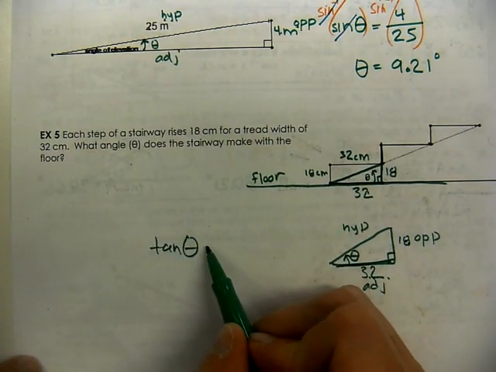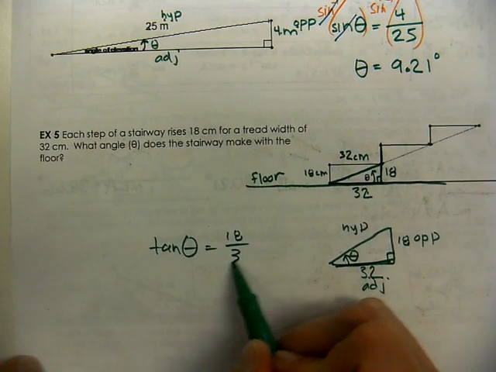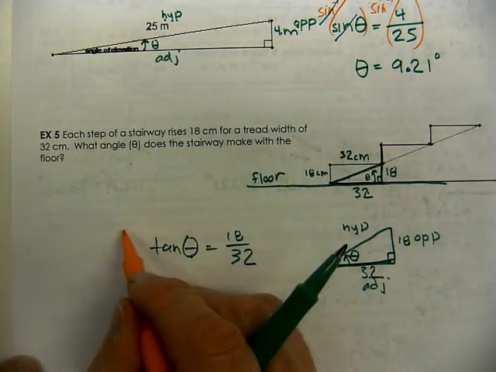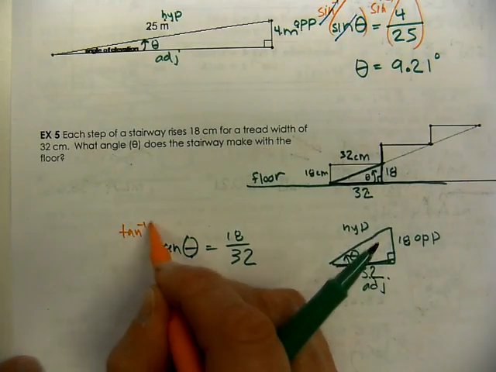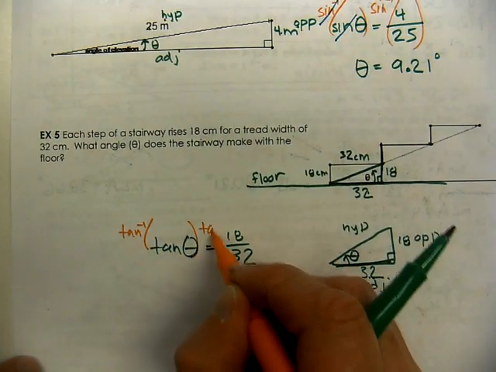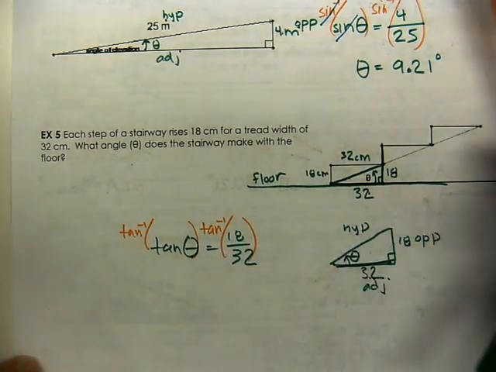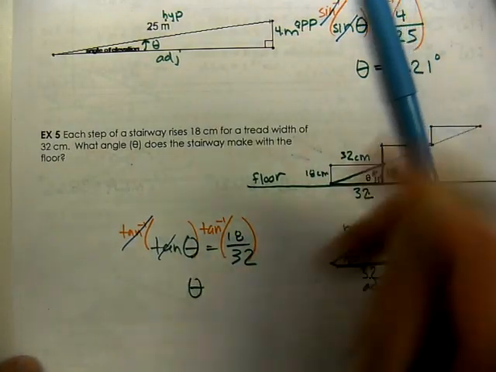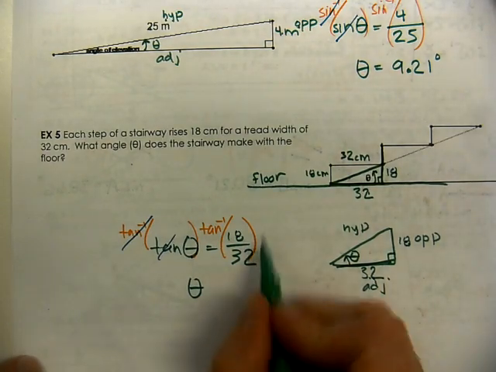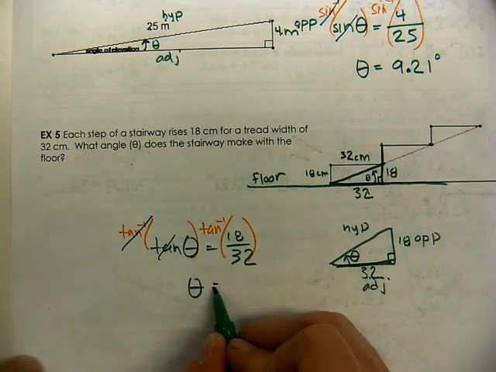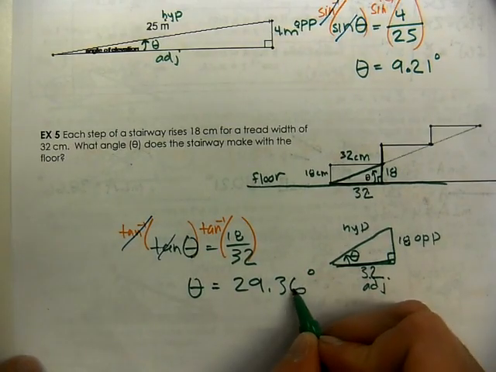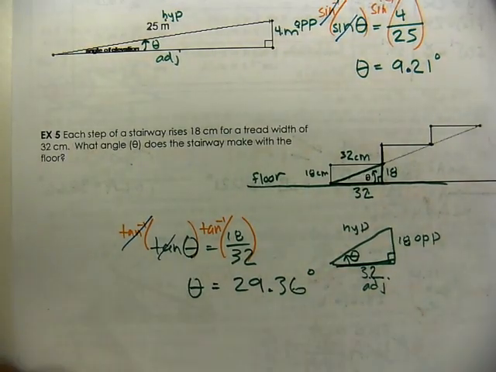So tangent of theta equals my opposite over adjacent. Let's solve for theta. Let's get rid of tangent. We want the opposite of tangent. We write tangent inverse on both sides. Tangent and its inverse cancel out. And there's your angle theta all by itself. So now we can type this in our calculator. 29.36 degrees is what we get.